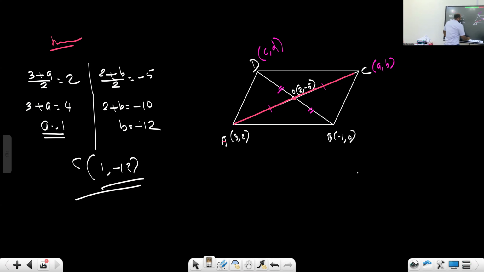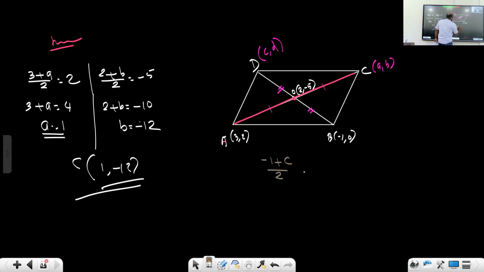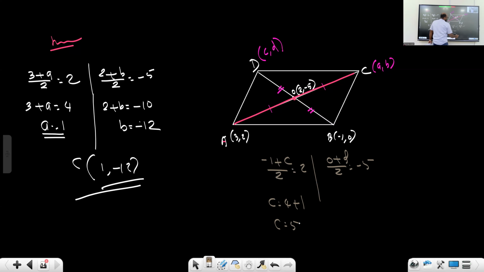What is the second part? Tell me. What plus what by 2? Minus 1 plus c by 2 equal to 2. 0 plus d by 2 equal to minus 5. C equal to 4 plus 1, am I right? 5. D equal to how much? Minus 10. So the fourth vertex we got is C comma D, 5 comma minus 10.